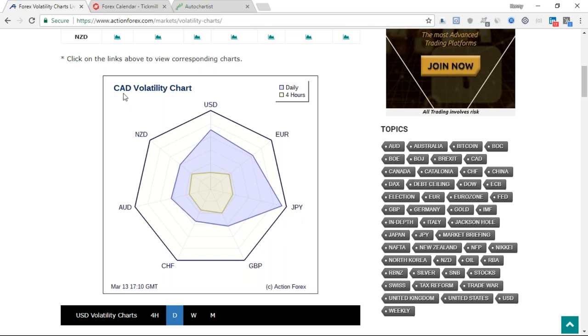Now, you can see CAD, and you can see that sharp angle right there is pointing closer to JPY, and it's really clear. Sometimes you will see 2-3 currencies, but most of the time you will see just that one that is paid a lot of attention to. So that means you're looking at a CAD volatility chart, and it's telling you that the CAD against the JPY is really, really volatile.